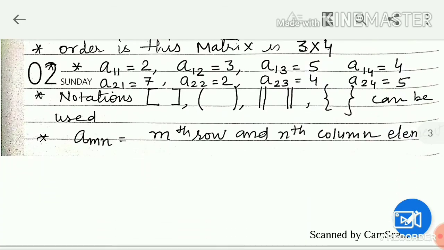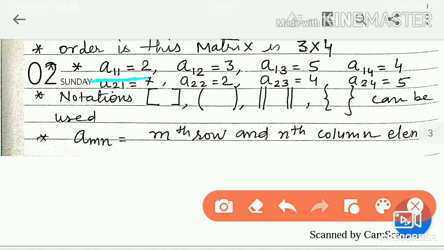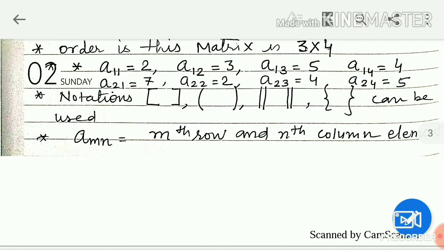Now some more points we have for this. Here A11 means the element of the first row and first column. A12 means the first row, second column element. A13 means the first row, third column element. A14 is the first row, fourth column element, that is 4. And similarly we find A21, A22, A23, A24, that is 5.